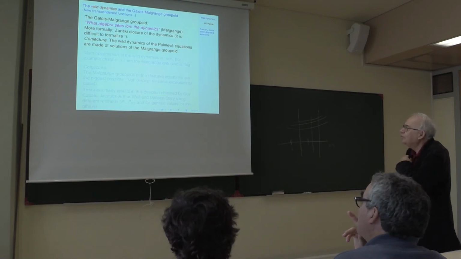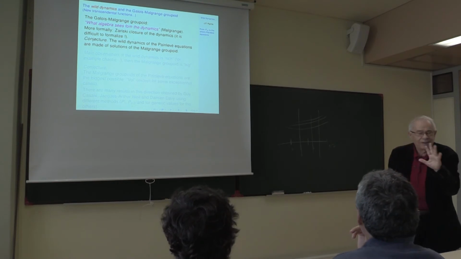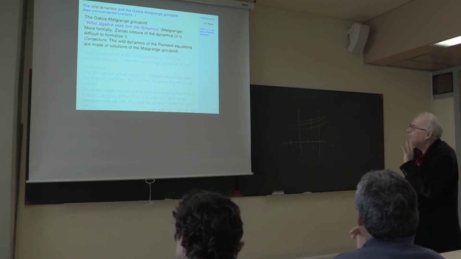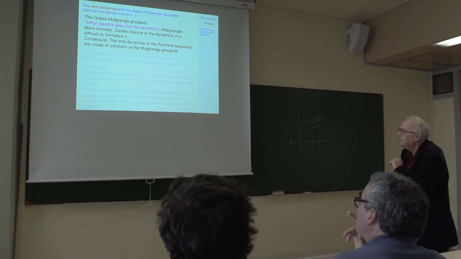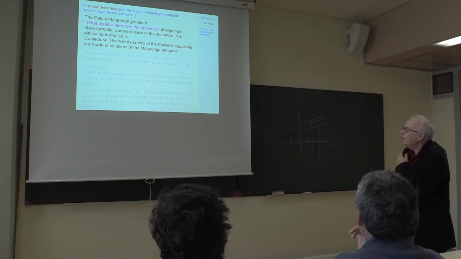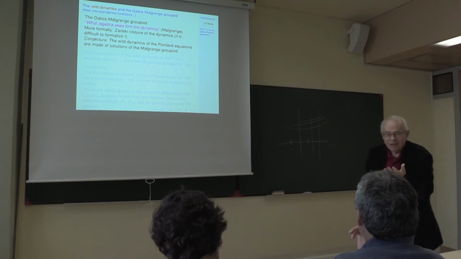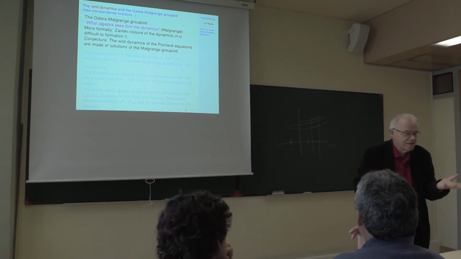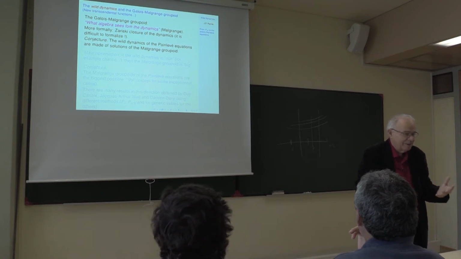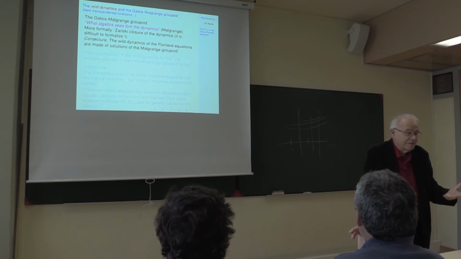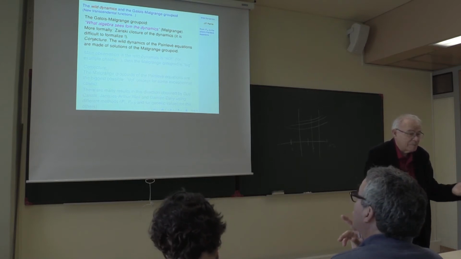Okay, just a very, very rough picture about what the Galois-Malgrange groupoid is. The slogan of Malgrange is that his groupoid is what algebra sees from the dynamic. You have a dynamical system like a Painlevé equation, and you look at it, but you can only use algebraic tools. Analysis is forbidden. So how can you translate that abstractly?